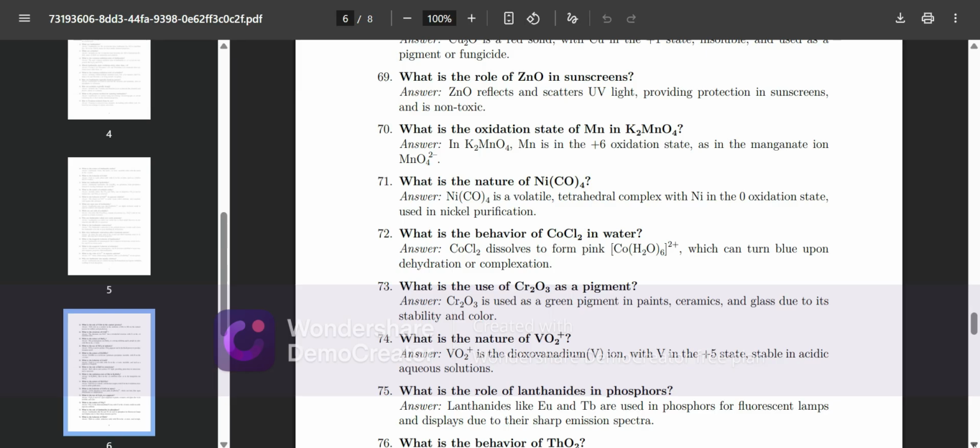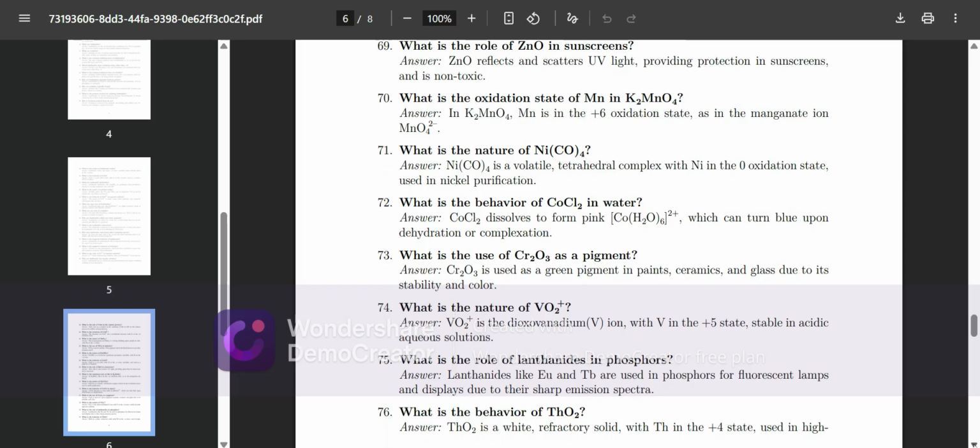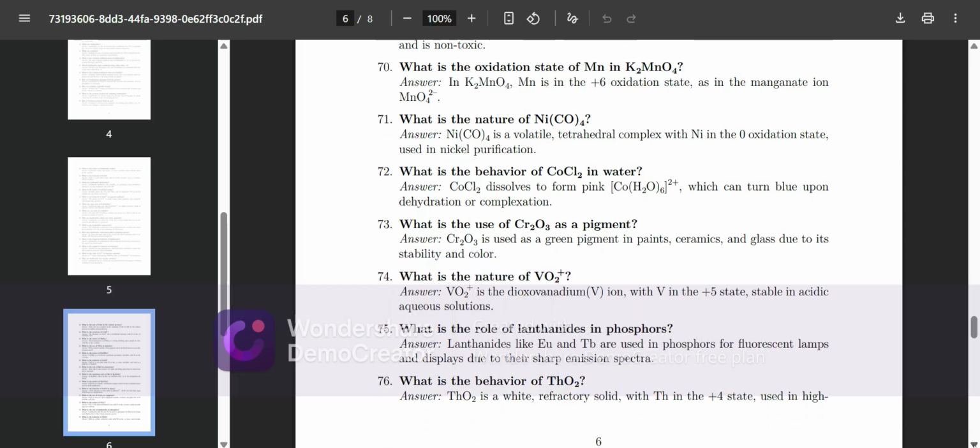What is the role of zinc oxide in sunscreen? Zinc oxide reflects and scatters UV light, providing protection in sunscreen, and is non-toxic. What is the oxidation state of Mn in K2MnO4? Manganese is in the +6 oxidation state, as in the manganate ion MnO4 2-.